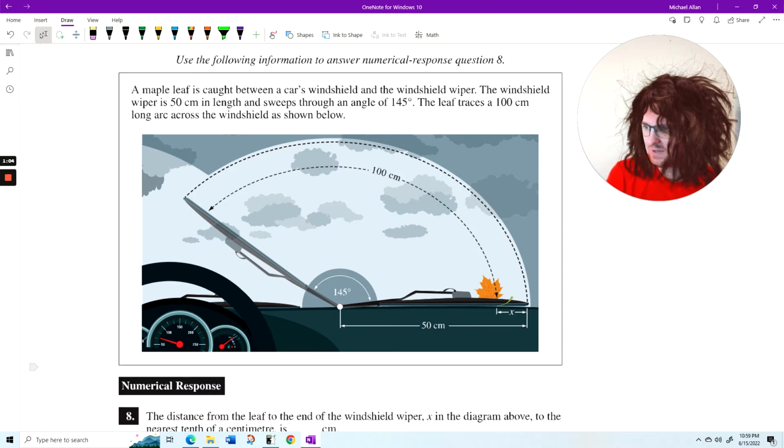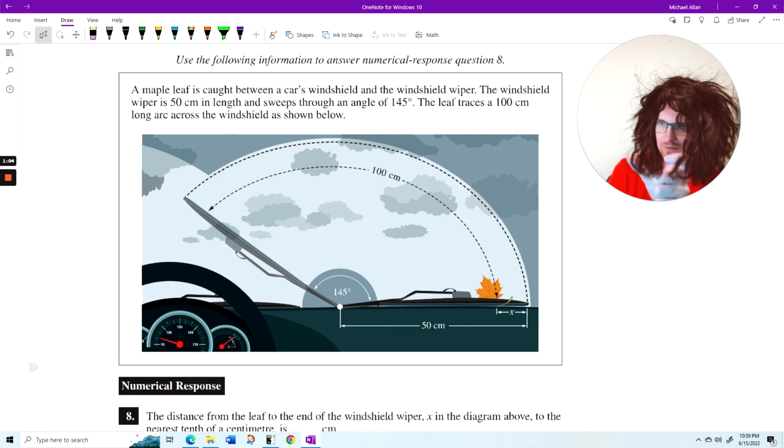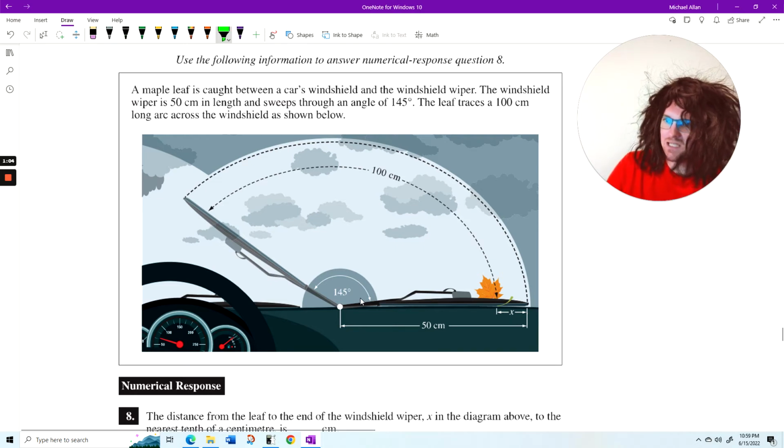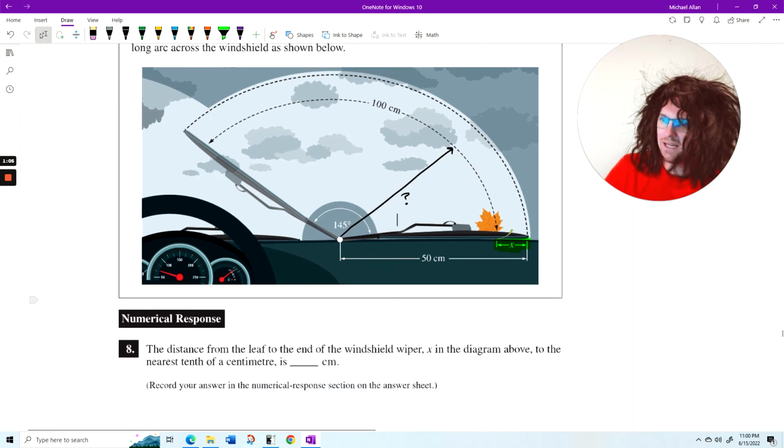The distance from the leaf to the end of the windshield wiper, that little piece on the end there. So this is very tricky, it's missing. You're not trying to find the radius from here to here, or you kind of are, but that's not what you're looking for. You're looking for this piece out here. So I do need to find out that radius, this R for the leaf, if we're going to make a circle here.